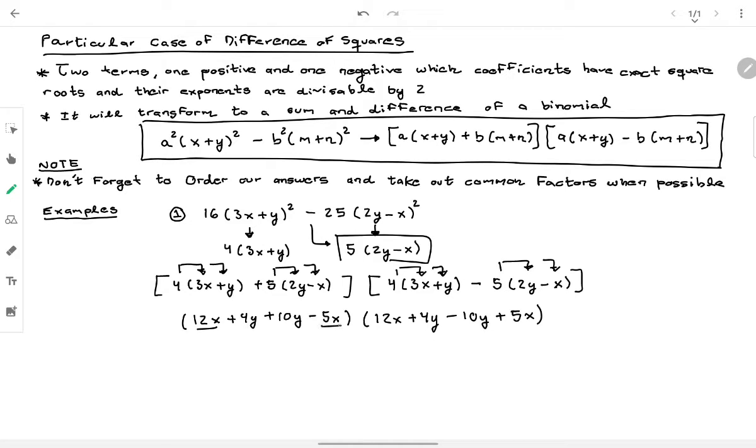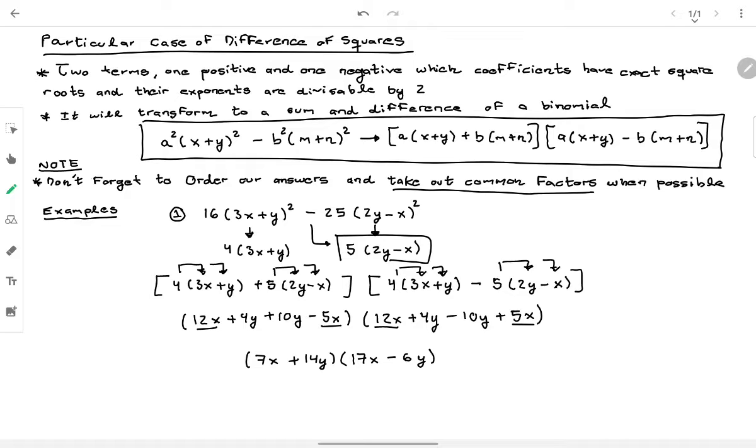Next thing we can do is like term simplification. So in this case, on the first parenthesis, it's going to be 12x minus 5x, which is 7x plus 14y. And in the other parenthesis, it's going to be 12x and 5x, 17x minus 6y. And remember, we need to take out common factors when possible.